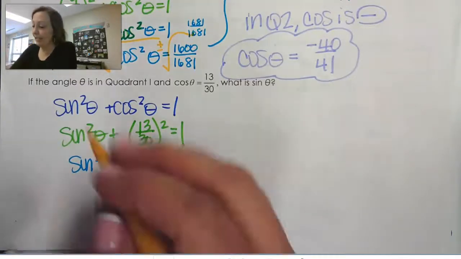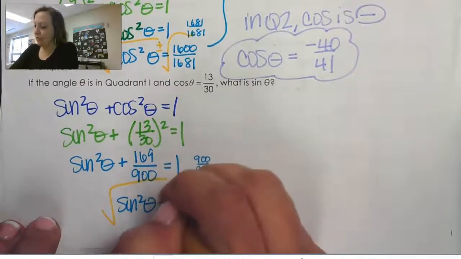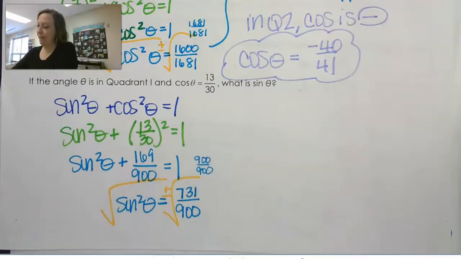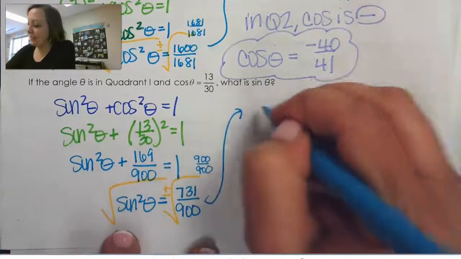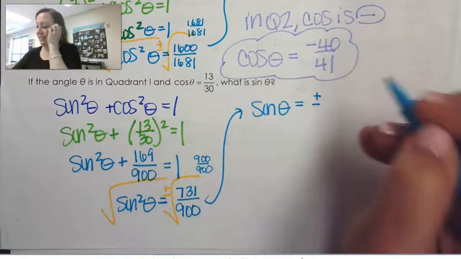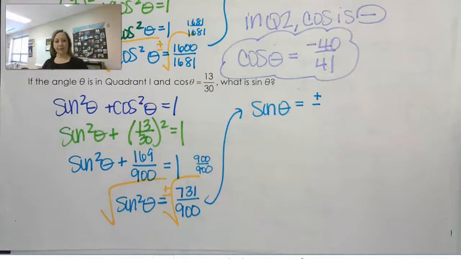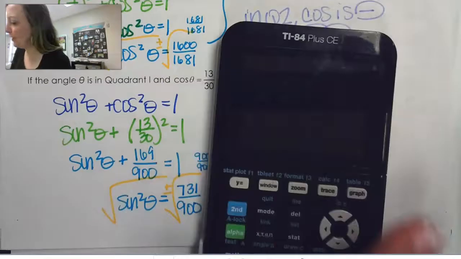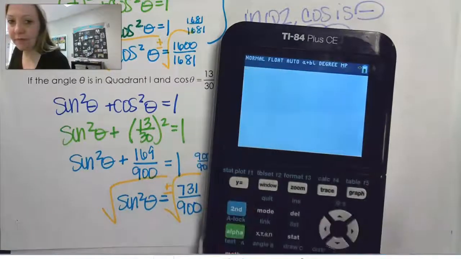Once again, I'll want to take the square root. And again, we do want to think about it being plus or minus. So now I know that the sine of theta could be plus or minus, and now I have this square root of 731. Let's see if 731 is a perfect square.